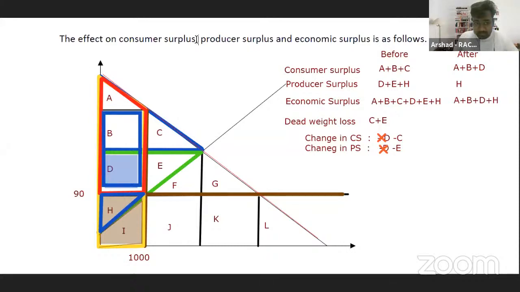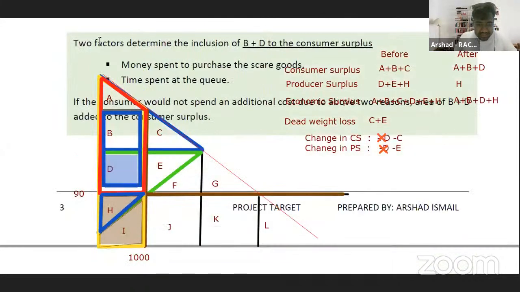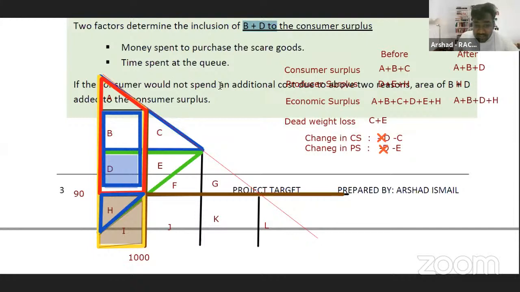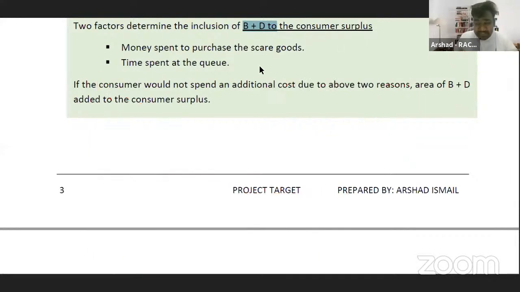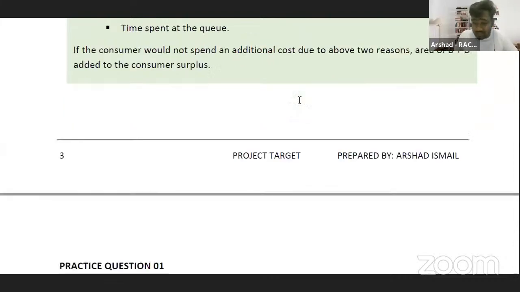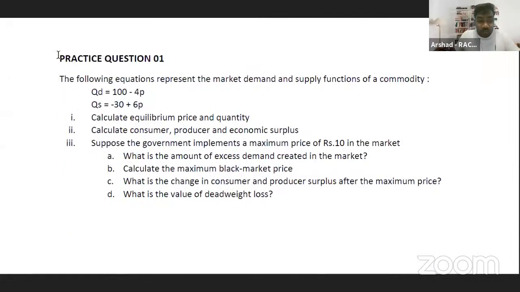Okay, so this is that part. Two factors determine the inclusion of B and D in consumer surplus. In general, yes, it is included. If there is a black market price, guys, consumer surplus becomes only A. If they specifically say in the question that a black market is operating, but I don't think they will go to that extent in your question. Don't worry, okay? They have not questioned this before, and in the first question itself, they will not go into anything very advanced.